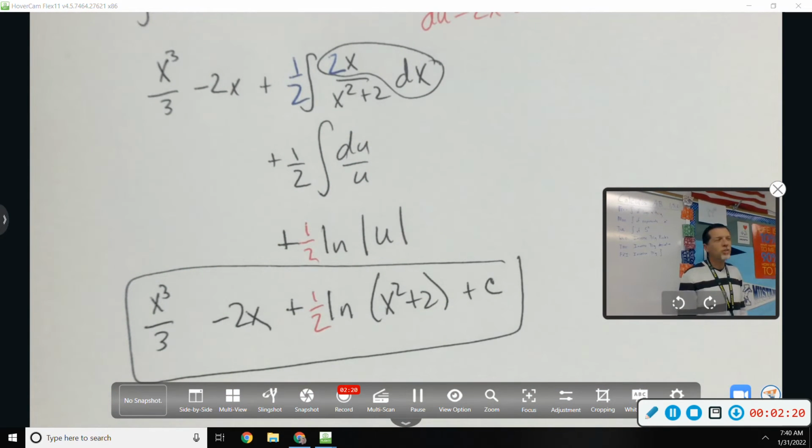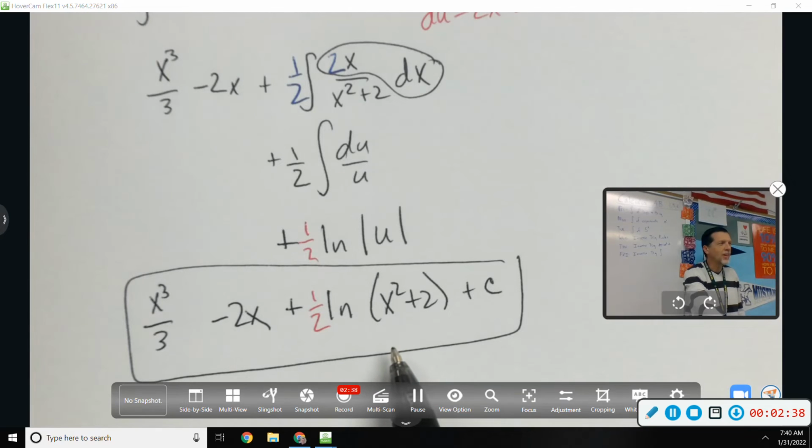I also switched from absolute value bars to parentheses. You don't have to make that switch. Why was I able to make that switch? It'll always be positive. Again, if you notice it, fine. If that's the only difference between your answer and a multiple choice answer, you'll either realize it then or think, well, I'm close enough, I'll just pick that one.